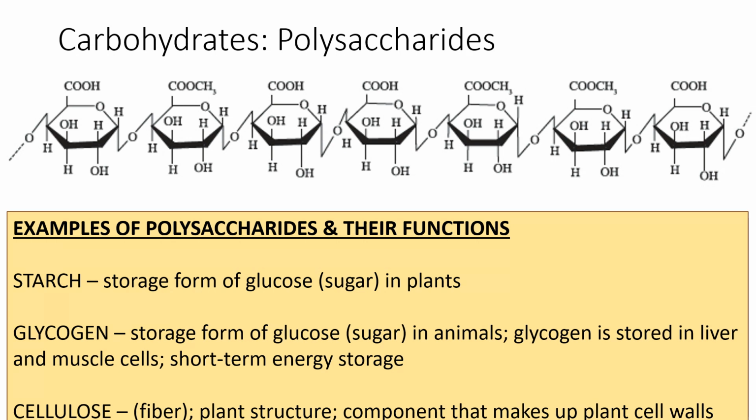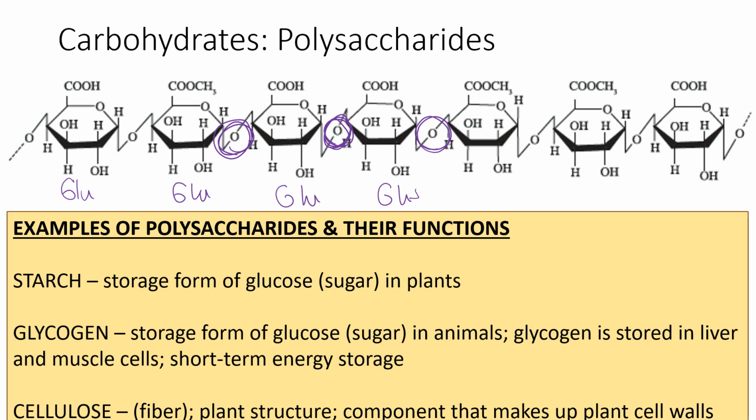Now, polysaccharides, again, these are these hexagons. So we've got glucose is what we're looking at here. We've got glucose bonded to glucose, bonded to glucose, bonded to glucose, all joined together by these covalent bonds. Again, hundreds, thousands of these, and that would be a polysaccharide. So you need to know the examples of the polysaccharides and their functions.